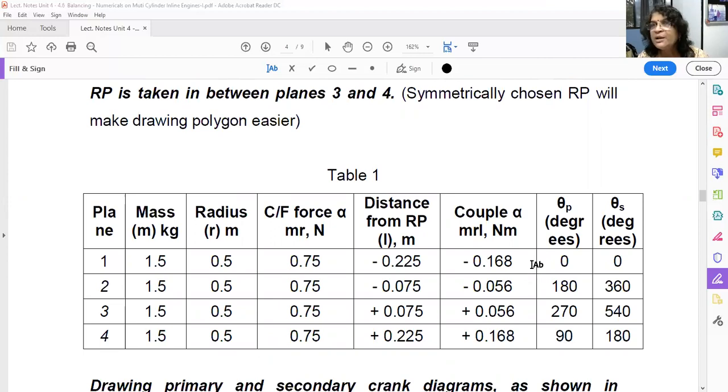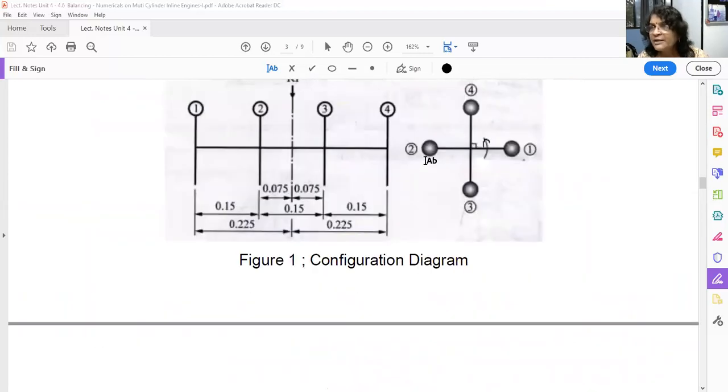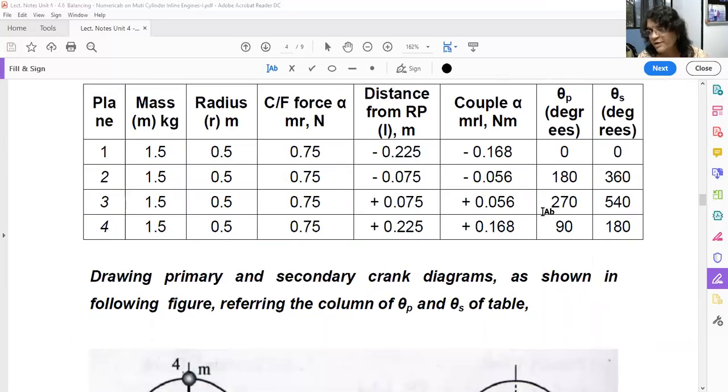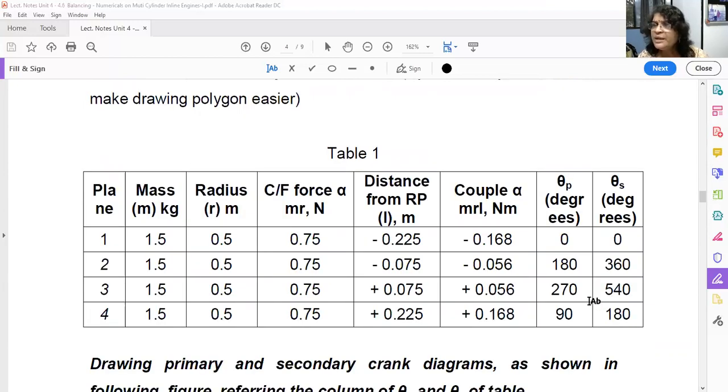Then for cylinder number 2, it is 180. Okay, and 3, it is 270. So for 2, it is 180. For 3, it is 270. Okay, now what you have to make here for secondary angle, just make it double.